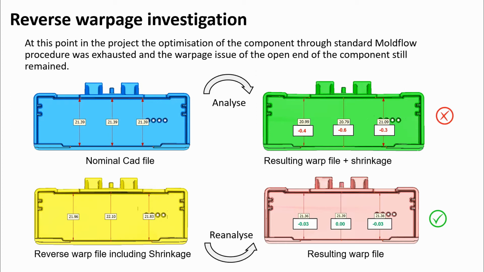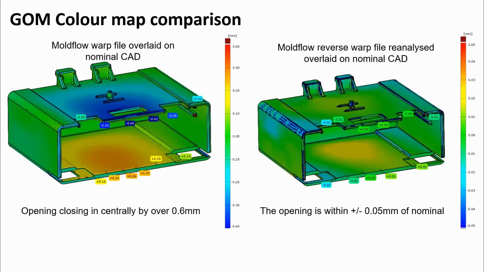This will give you a file you can see here on the bottom left, where our sizes are bigger: 21.96, 22.1, 21.83. So it's actually giving compensation for shrinkage and that warpage, that bowing effect that we have. I reanalyzed this file within Moldflow with the same optimized process parameters, and the resulting warp file led to really promising results. We were within nominal to 0.03 of a millimeter. So in theory, an excellent result, theoretically within Moldflow, brilliant.